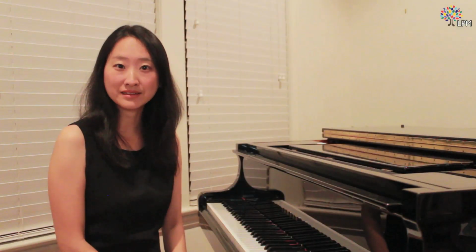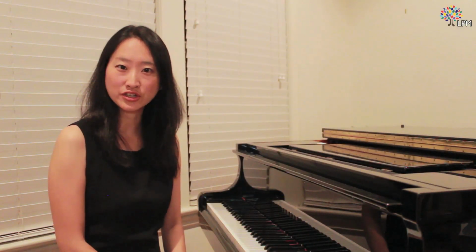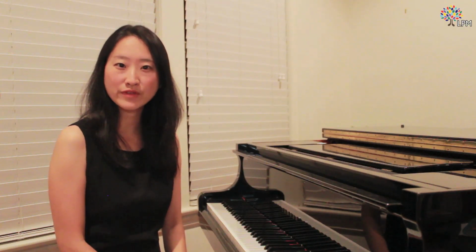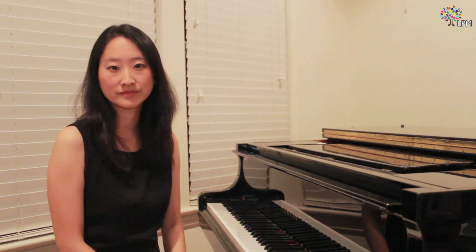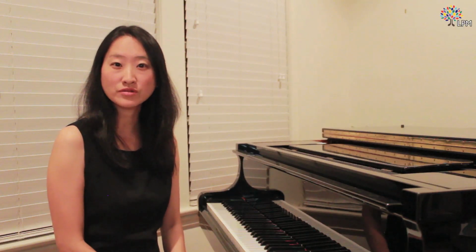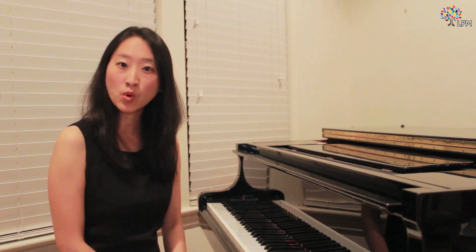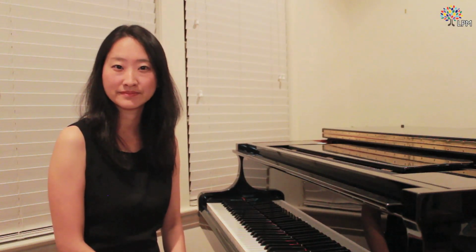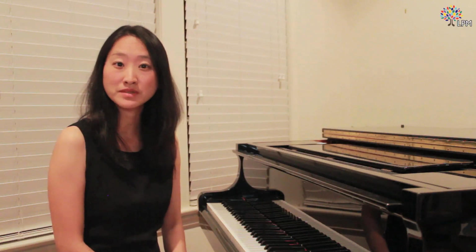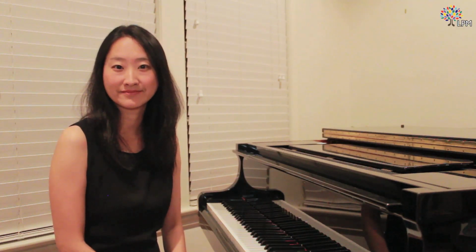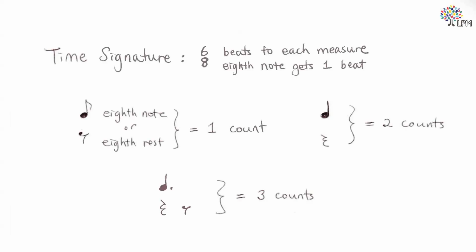A few lessons back, we learned basic time signatures such as 2/4, 3/4, and 4/4. The top number shows how many beats are in the measure, and the bottom number indicates that a quarter note gets a beat. Today, we'll learn a new time signature called 6/8. 6/8 shows that there are 6 beats to each measure, and an eighth note gets a beat. This means a quarter note gets 2 beats, and a dotted quarter note gets 3 beats.